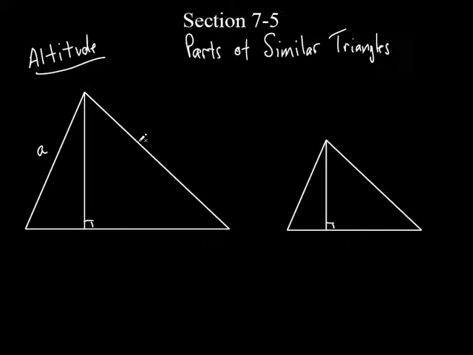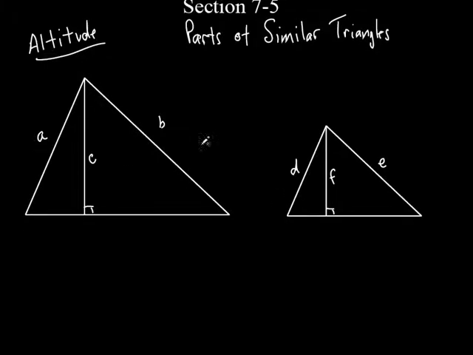Watch. Let's call this A, B, and C. And we'll call this D, E, and F. I think this might be a little bit easier for you to see than using all these letters, making all the points of the triangle. I think it might be a little simpler. Here's what it says. It says the lengths of the corresponding altitudes are proportional. So what we're going to do is set up a ratio between the two altitudes.